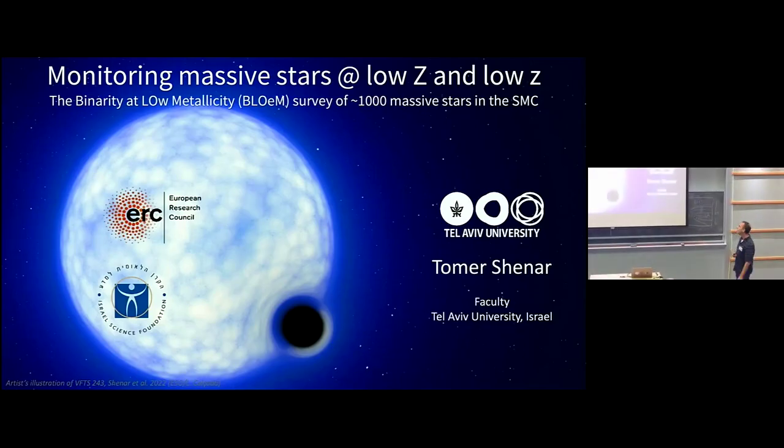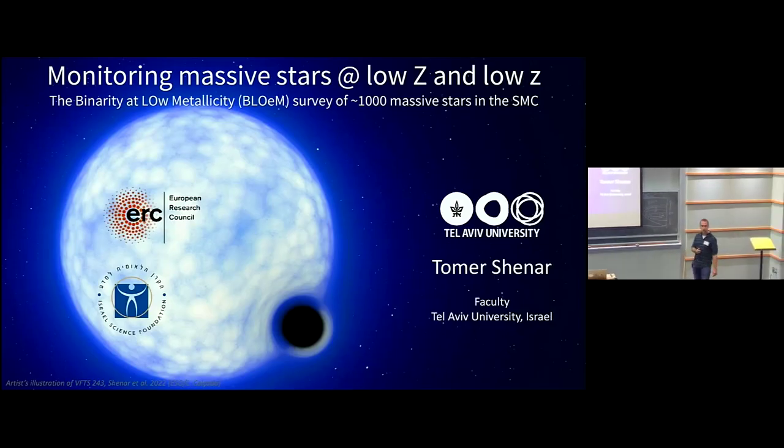First of all, thanks for giving me this generous time allocation to tell you a bit about the survey that we're conducting. Actually, we just finished collecting data for. It's called the Binarity at Low Metallicity Survey. It's a spectroscopic monitoring survey of about 1,000 massive stars in the Small Magellanic Cloud. One of its goals, not the only one, but one of its goals is indeed to find black holes. So I hope you guys will find that interesting.